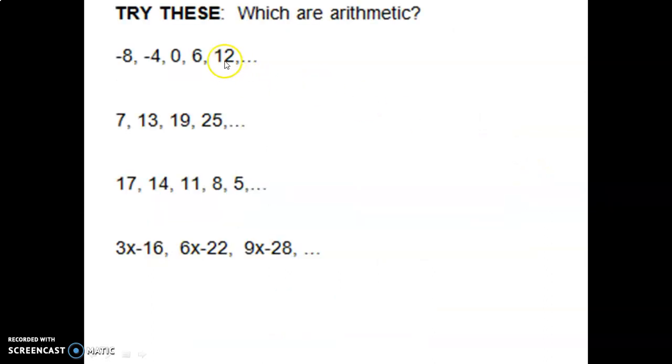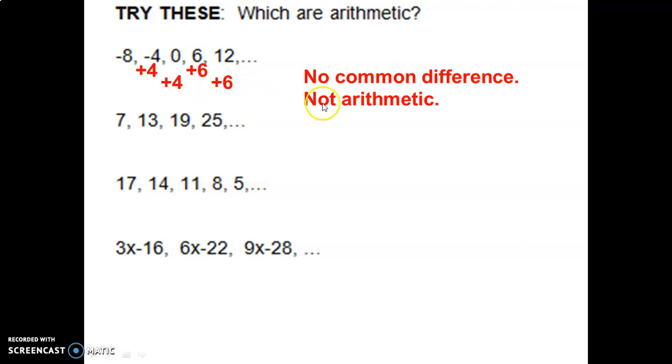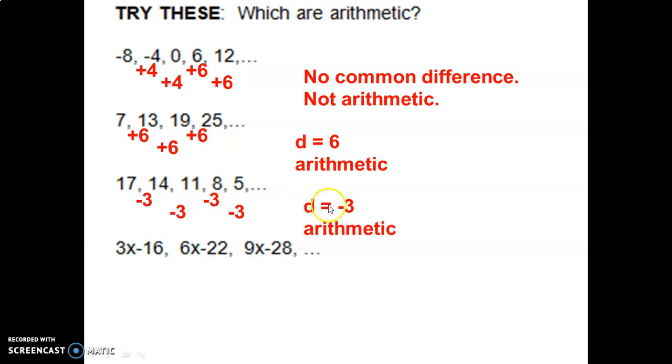Alright, so looking at these, decide which are arithmetic. Is this arithmetic? Let's check. Add 4, add 4. Oh, add 6 to get from 0 to 6. The difference is not common, therefore not arithmetic. Next one. Difference always 6 there, therefore arithmetic, and a d value of 6. This one, down 3, down 3, down 3, down 3 again. Yes, common difference of -3, arithmetic.